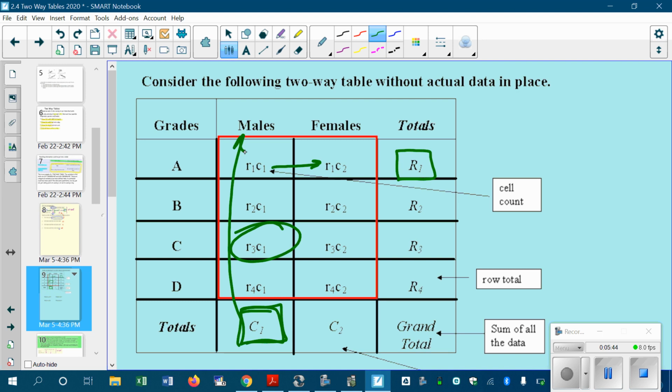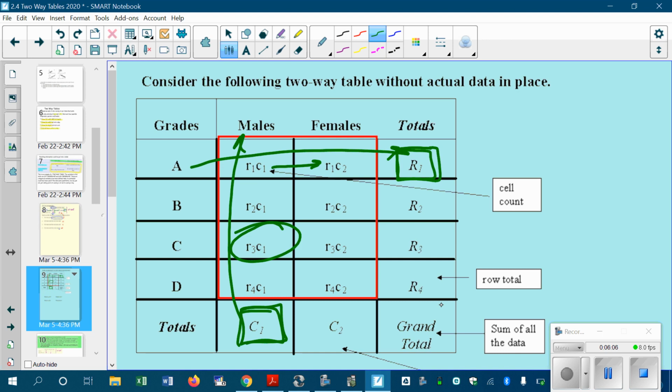Now notice when I have a row total or a column total, it is only about one of the variables. It is not about a combination of the 2 variables. It's ignoring one of the circumstances, right? So this row total would just be people who have A's. It didn't say anything about the other variable, only mentioned grades.